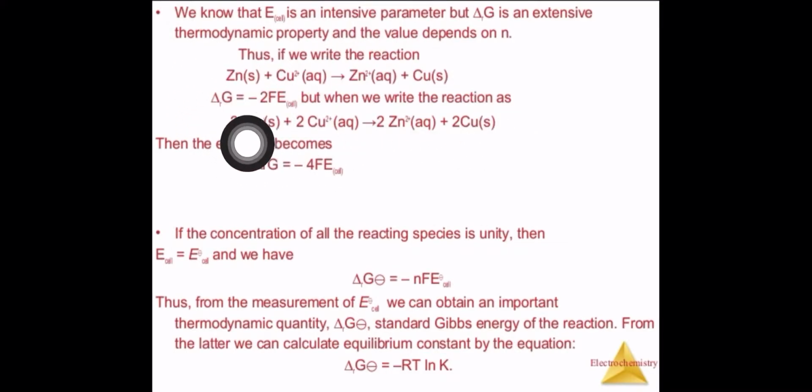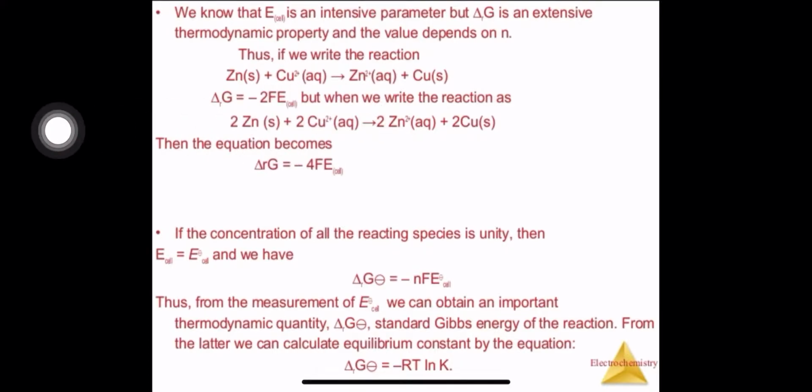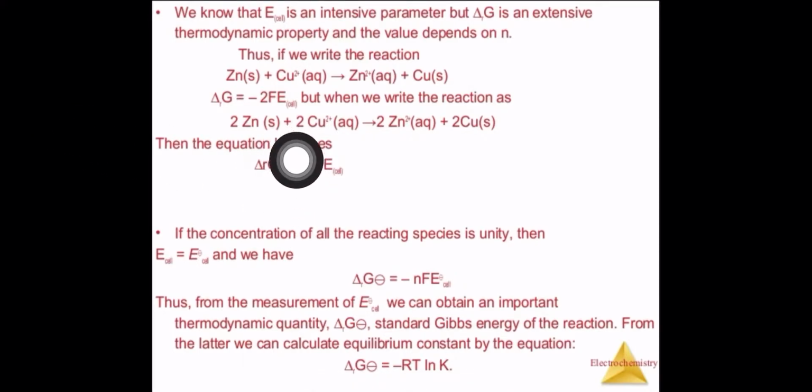But if we increase the number of moles, that is if we take 2 moles, so 2 Zn solid plus 2 Cu2+ aqueous gives 2 Zn2+ aqueous plus 2 Cu solid, then 2 electrons are transferred definitely, but that was for 1 Cu, right? So if there are 2 Cu, then there will be a transfer of 4 electrons. So 2 into 2 becomes 4, and that's why we write minus 4F E cell.